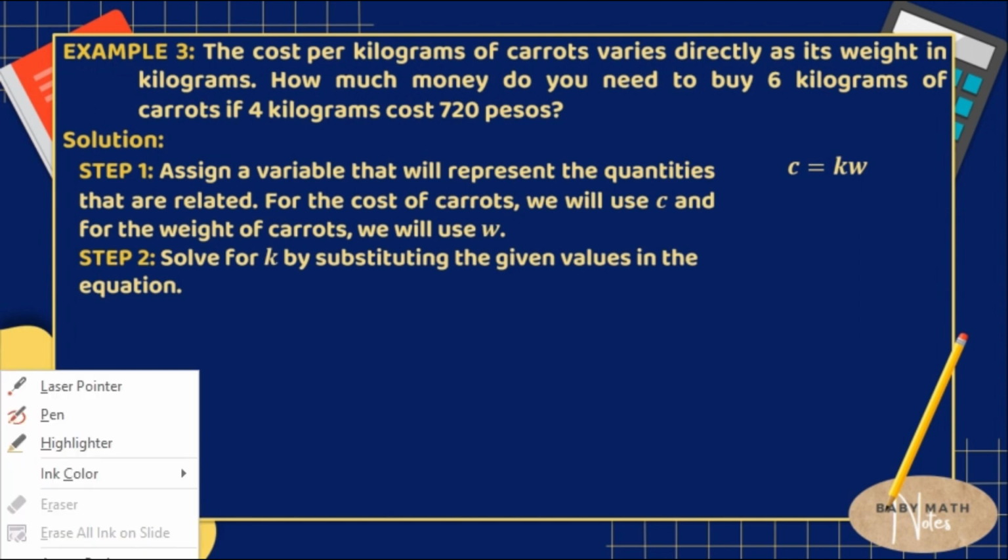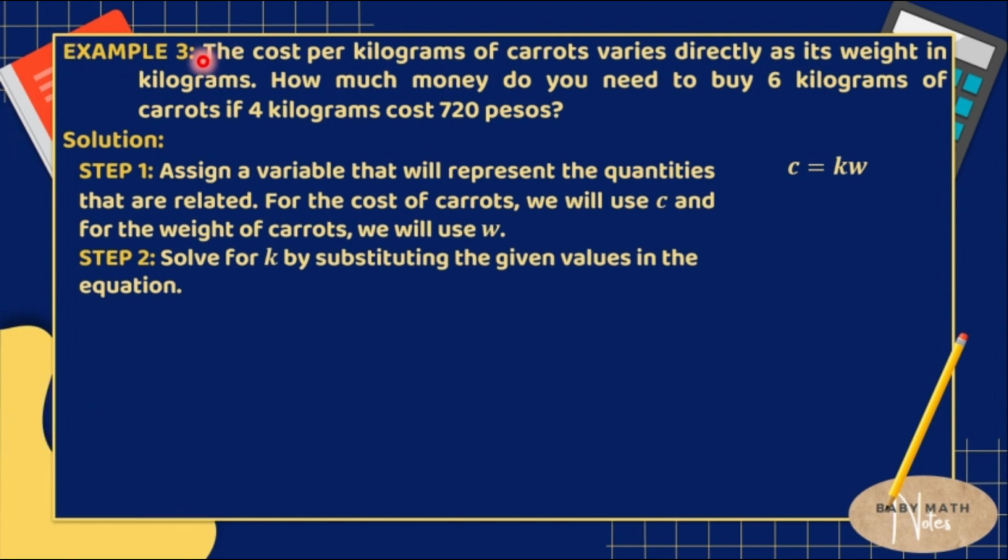Step number 2, we are going to solve for k by substituting the given values in the equation. So, kung ano yung unang binigay, katulad nito, the cost per kilograms of carrots, ang una niyang binigay. So, C yung una nating ilalagay dito sa kaliwa. And then, pag sinabi nating varies directly, since meron tayo ditong k, laging katabi yun ng k, yung sunod na quantity na sinabi. Since direct variation yung pinag-uusapan natin, okay? Now, this is our working mathematical equation.